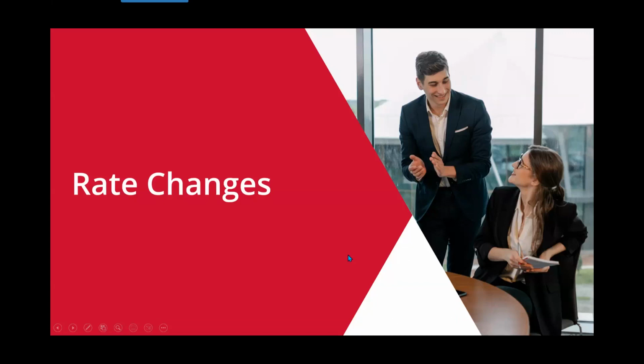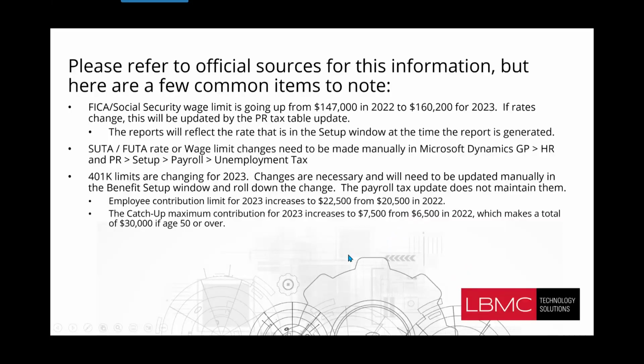All right, we're going to talk about rate changes. You can refer to official sources for the information, but here are a few common items to note. The FICA Social Security wage limit is going up from $147,000 in 2022 to $160,200 for 2023. If rates change, this will be updated by the payroll tax table update, so you should be having this in that payroll tax update. The reports will reflect the rate that is in the setup window at the time the report is generated.